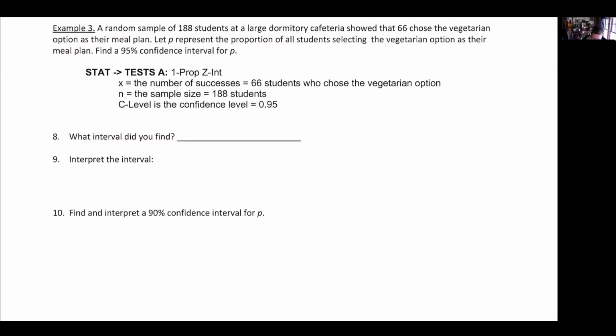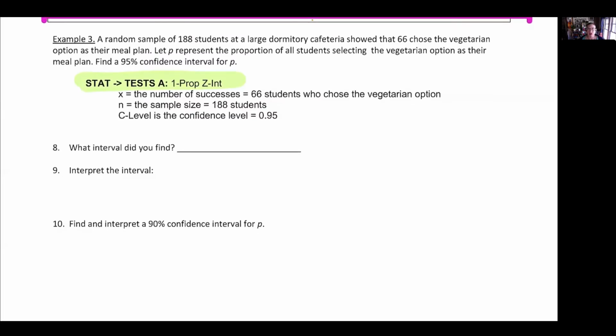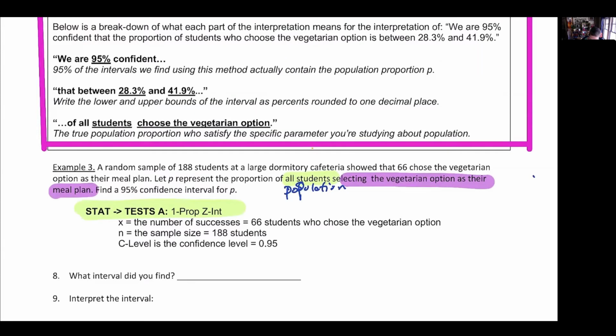Here's our calculator function. We have a sample of 188 students in a large dormitory cafeteria. Showed that 66 chose the vegetarian option for their meal plan. Let P represent the proportion of all students selecting the vegetarian option as their meal plan. So this right here, that's the population. Actually, I misspoke. That's not the population. All students is the population. And then this selecting the vegetarian option as their meal plan is the thing that we're interested in the population doing. Refer to that as the parameter.